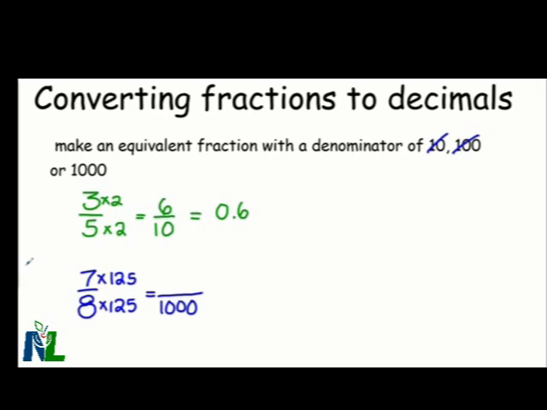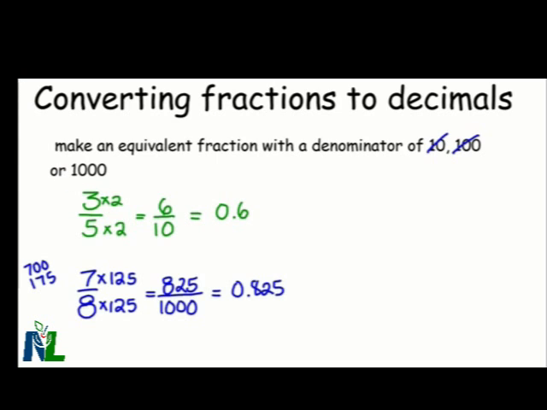So don't panic, use your mental math. 7 times 100 is 700. 7 times 25, think money, is $1.75 or 175. So 7 times 125 is 875, which means that 7/8 is the same as 0.875. 875 thousandths.